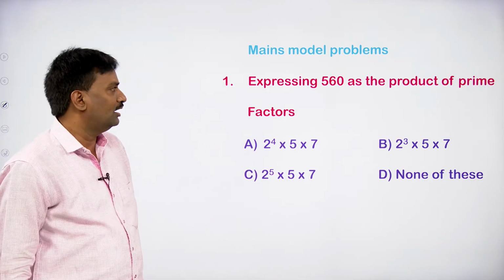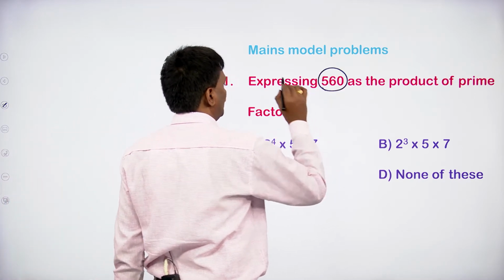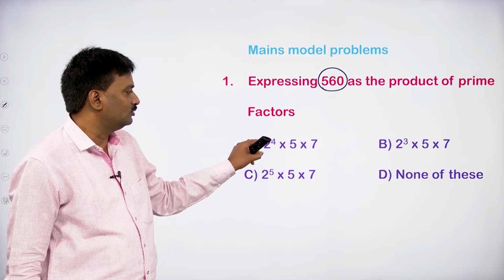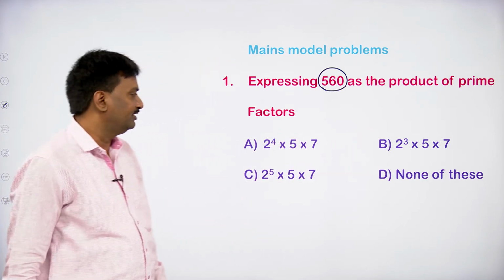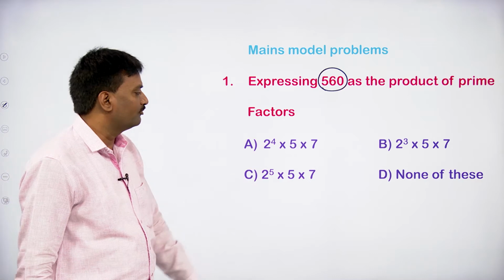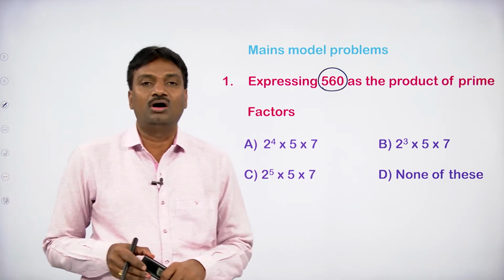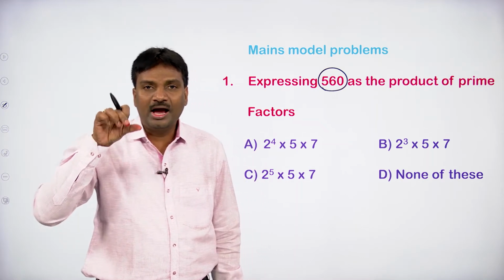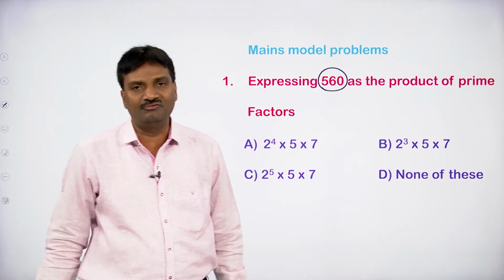By observing the problem, we have to express 560 as the product of prime factors. The options are: option A, 2 power 4 into 5 into 7; option B, 2 cube into 5 into 7; option C, 2 power 5 into 5 into 7; and option D, none of these. Here the given number is 560, and we have to express it as the product of prime factors.